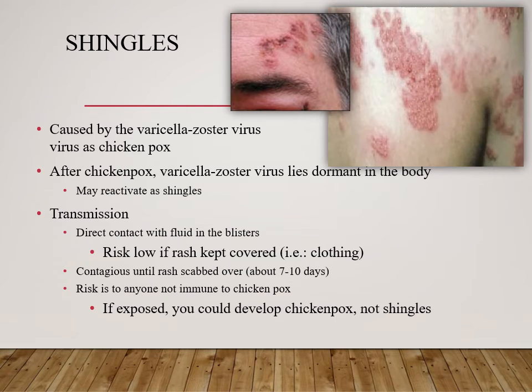Shingles. Shingles is caused by the same virus as chickenpox. After chickenpox, the virus lies dormant in your body, and it may reactivate as shingles. Transmission. Direct contact with fluids in the blisters. Low risk if rash is kept covered. Contagious until rash is scabbed over, or about 7 to 10 days. Risk to anyone not immune to chickenpox. If exposed, you could develop chickenpox, not shingles.